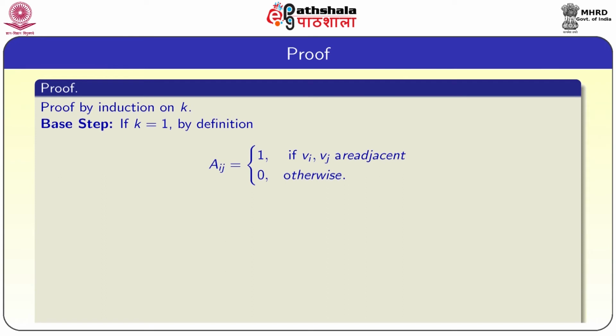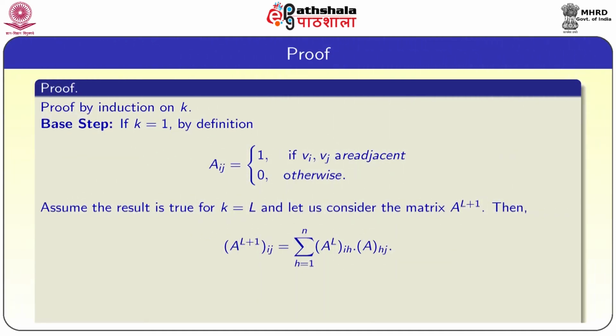So, the proof: we will prove the result by induction on k. Base step: if k equals 1, by definition Aij is equal to 1 if Vi and Vj are adjacent, 0 otherwise. This is the definition of the adjacency matrix. Assume the result is true for k equal to L.